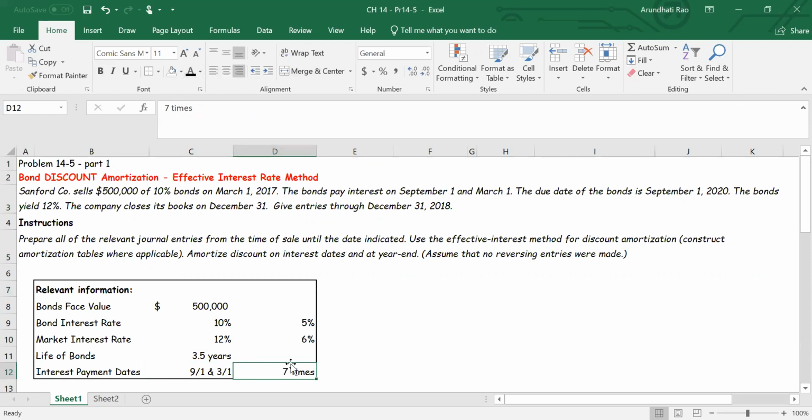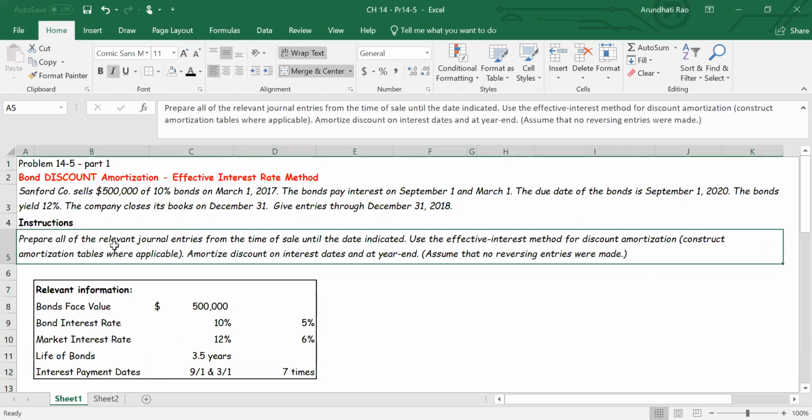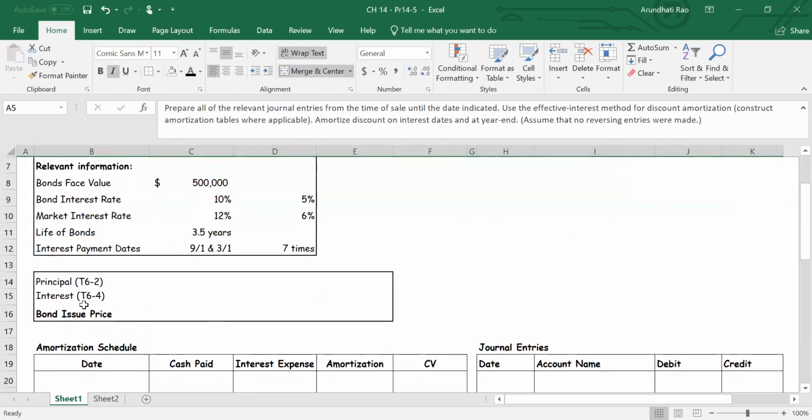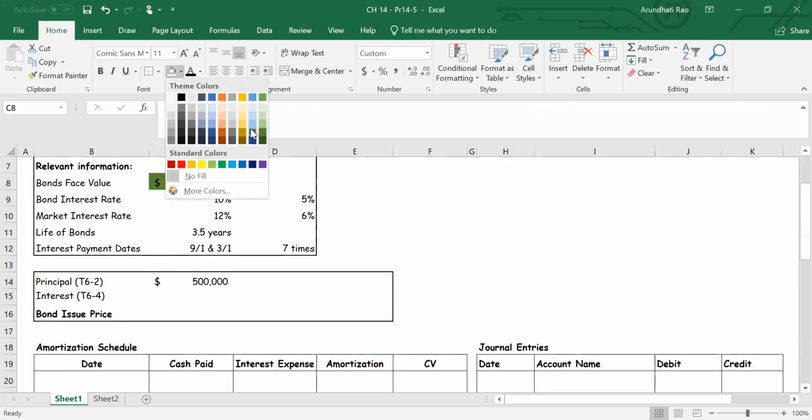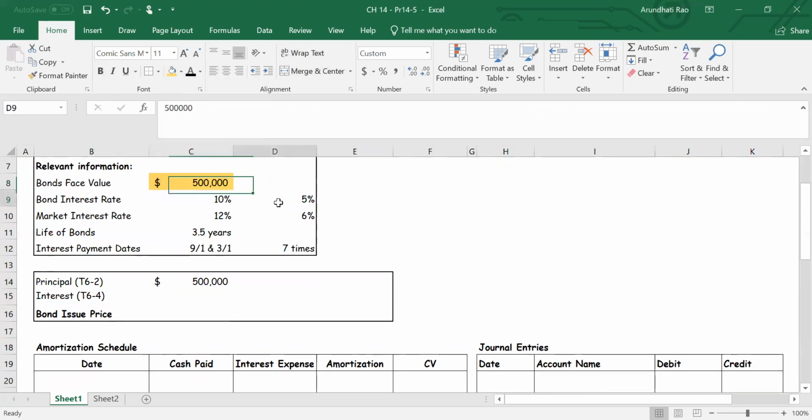Now, these are the pieces of information I will need to calculate the bond issue price. That's the first journal entry that will have to be done. So let's first calculate the bond issue price. I need to find the present value of a single sum, that's the principal, and the present value of a series of cash flows, that's the interest payments. How often is interest going to be paid? Interest is going to be paid 7 times. Each time the interest will be 500,000 times 5%, so that works out to $25,000.